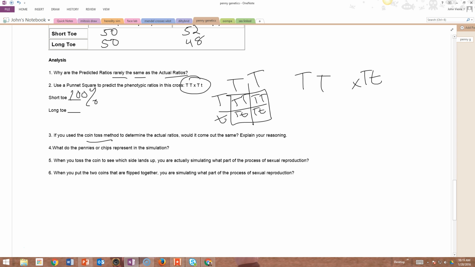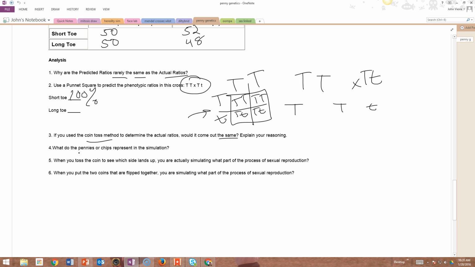If you use the coin toss method to determine the ratios, would it come out the same or would it be different? You'd get less than 100%? It'd be the same. No, even if you flipped your coins, right? This guy's always going to give a big T, no matter how you flip the coin. Now, the other coin for this guy, half of them will be the big T and half of them will be the little t, but it doesn't matter. However you flip the coins, your actual results will be 100%, which would be the same as your predicted results.